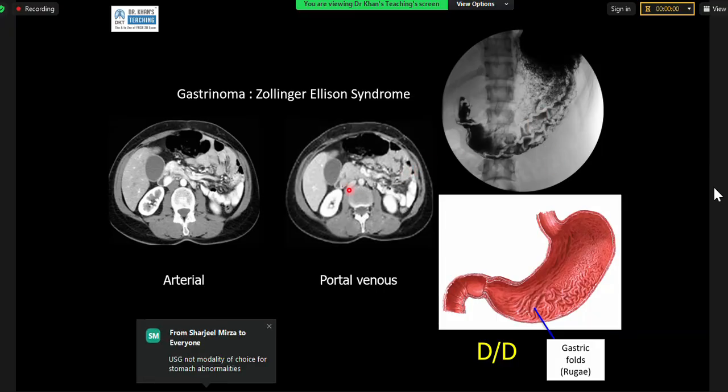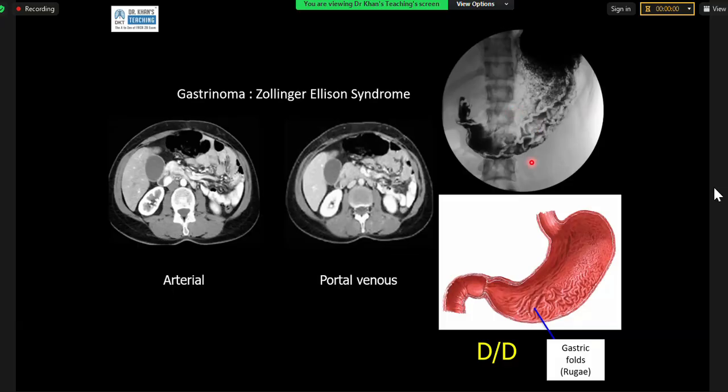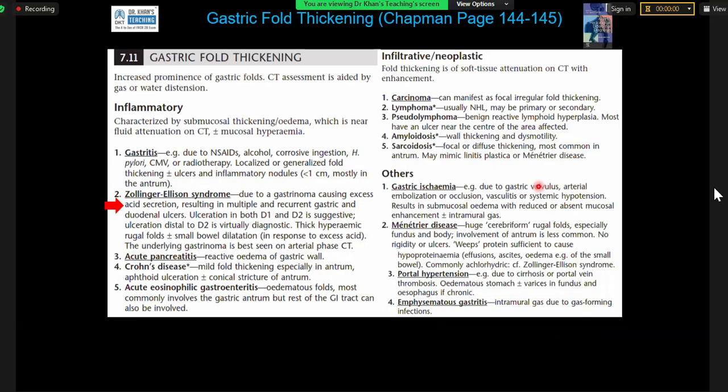So this is another case where there is an enhancing lesion here, which is partly projecting into the lumen of the duodenum with some rugal thickening. And this is Zollinger-Ellison syndrome. There is another differential diagnosis in your book, gastric fold thickening.